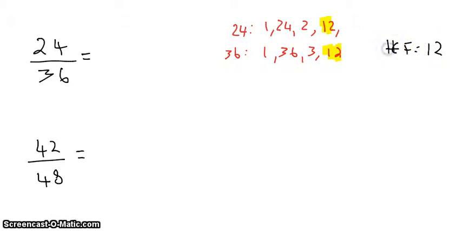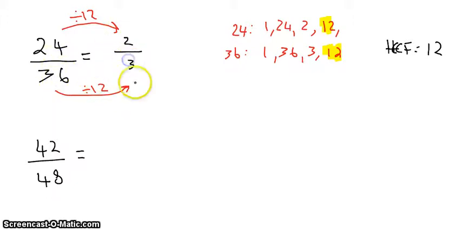And that's supposed to be a HCF, highest common factor. So then I'm going to divide my top number by 12 and my bottom number by 12. And I'll get 24 divided by 12, which is 2, and 36 divided by 12, which is 3. And that should have been your answer.